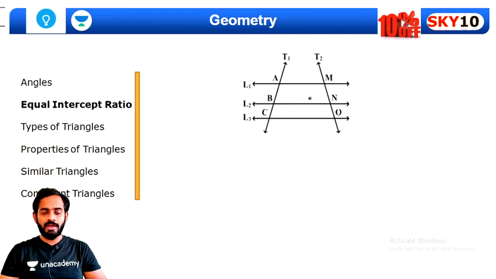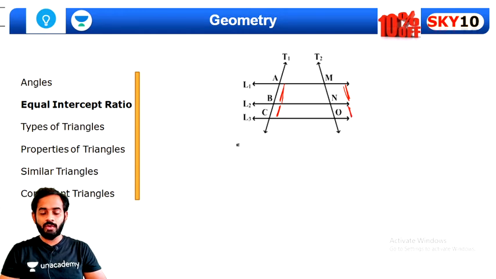Okay. Now we have this equal intercept ratio theorem. It's very simple. We have three parallel lines and there are two transverse lines. Now what do we mean by intercept? First, let's try to understand that the length of this transverse line which is contained inside line 1 and line 2, this length AB, is called one intercept. Similarly, B and C is also an intercept, M and N is also an intercept, N and O is an intercept.